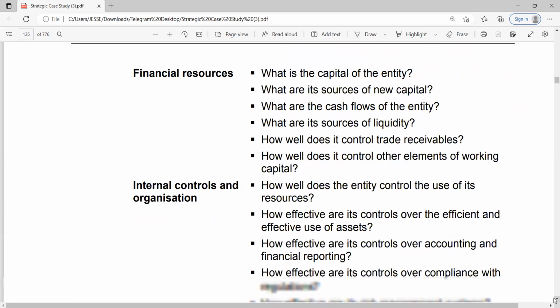Another resource that we also have here is financial resources. So we are going through all the resources and thinking about how to do a resource audit for each of them. Under financial resources, you are looking at what is the capital of the entity, what are its sources of new capital, what are the cash flows of the entity, what are the sources of liquidity. All these questions come into play when you are assessing financial resources.